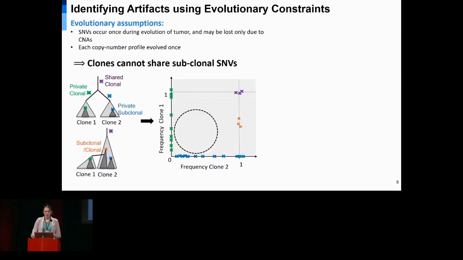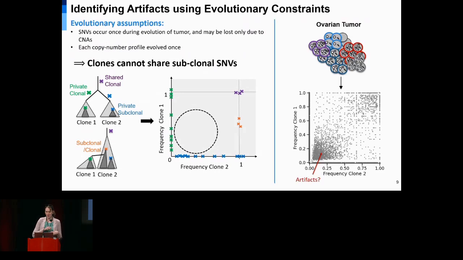Given just those two assumptions, we have this nice property that pops out, which is copy number clones cannot share subclonal single nucleotide variants. If we have two distinct clones in a phylogeny, then they may have mutations that are shared and clonal in both of them, or private to each of them, or even this subclonal-clonal combination. But we'll never see mutations that are subclonal in both clones as long as these assumptions are met. When we go back to the tumor that I showed you earlier, however, we see a whole lot of variant calls that are subclonal in multiple clones.